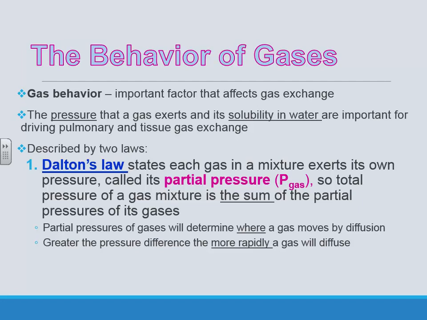But if you're only talking about the pressure of the carbon dioxide, that would be the partial pressure of the carbon dioxide gas. These partial pressures will determine where the gas moves by free diffusion, a passive transport mechanism. Remember, gradients exist between pressures just like they do between ions and concentrations. So the greater the pressure difference or the pressure gradient, the more rapidly the gas will diffuse down its concentration gradient or down its pressure gradient.